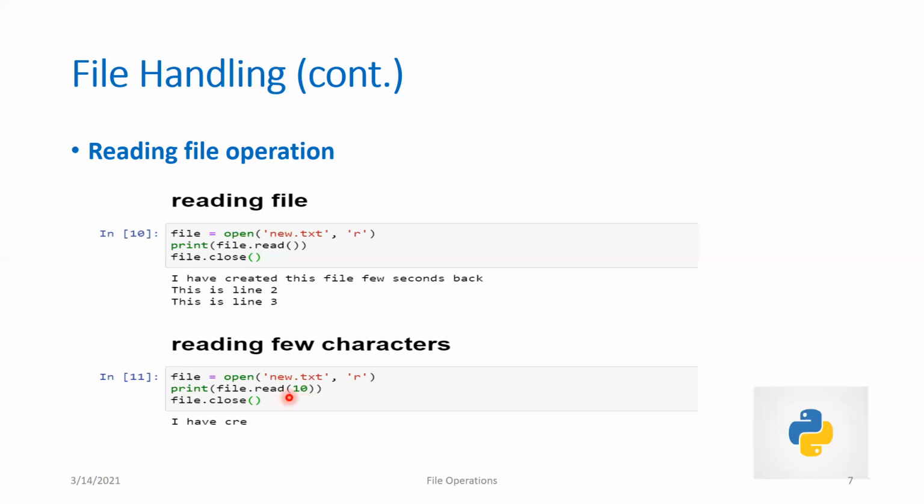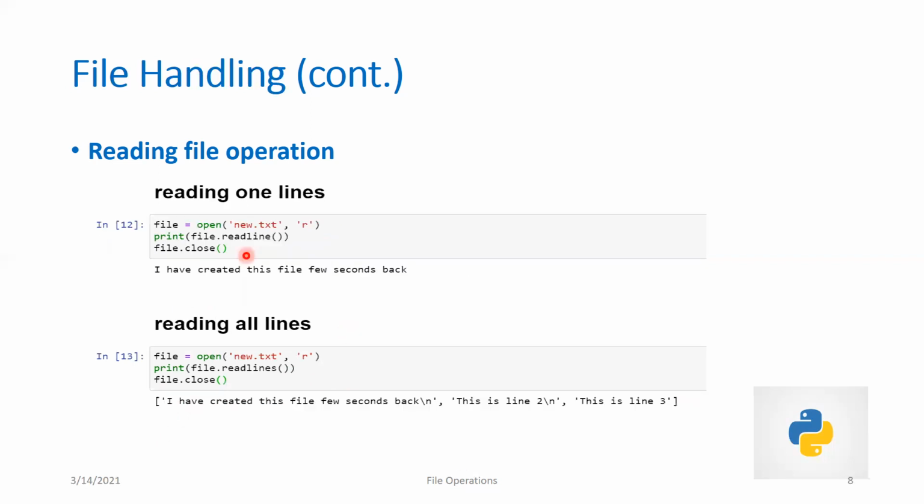So if I use only 10, I want to see 10 characters: 1, 2, 3, 4, 5, 6, 7, 8, 9, 10. That means spaces are also considered characters. So space is also a character in a sentence. So these are all the first 10 characters.